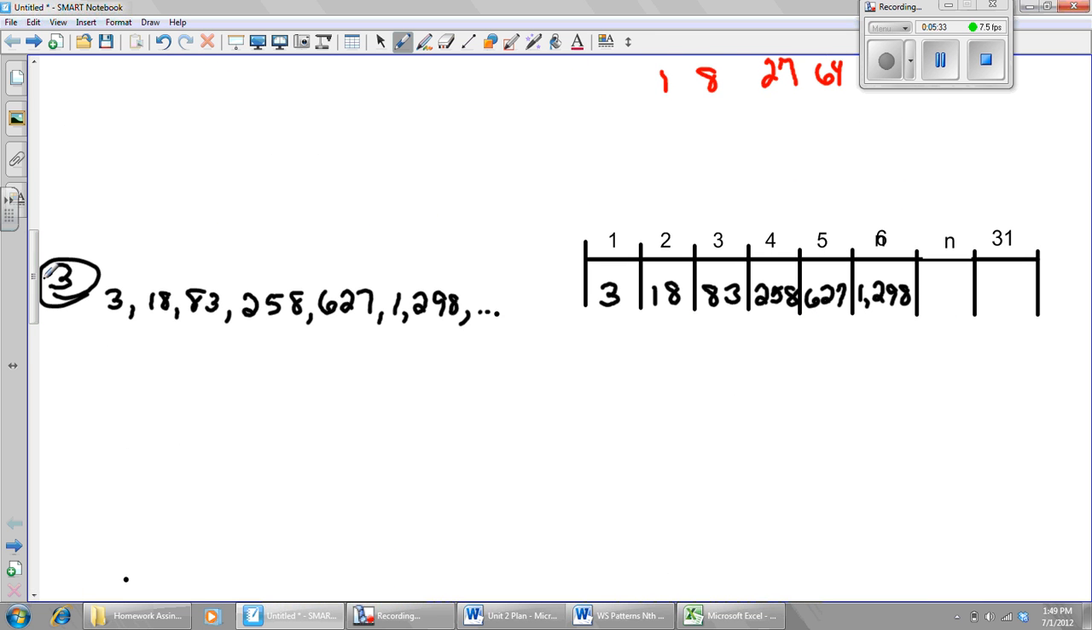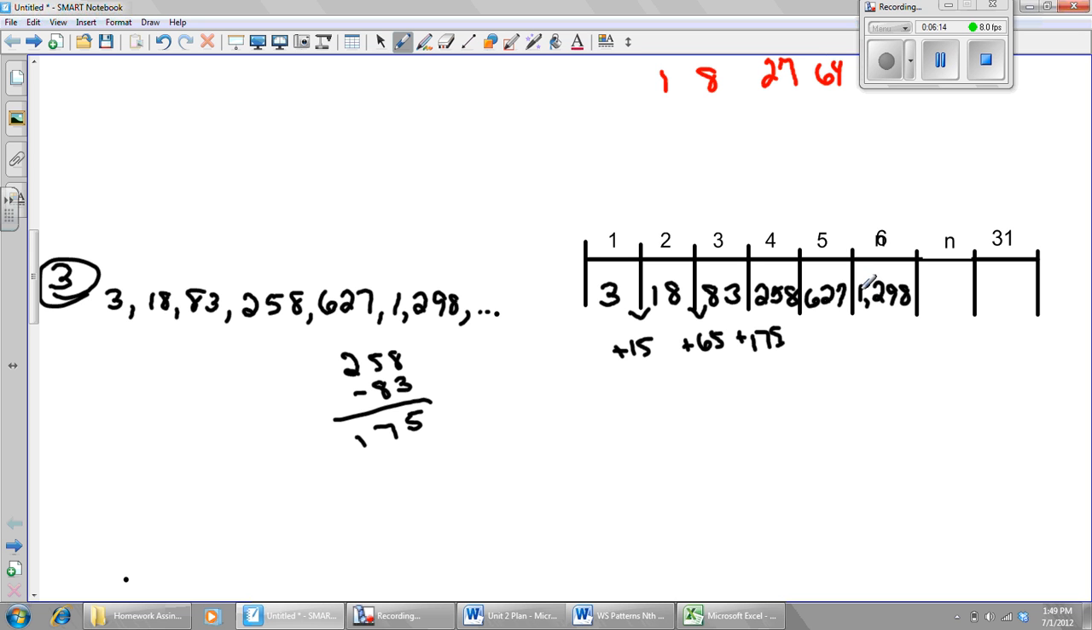So let's go down to this one here. You'll notice I've given you a 6th term before I go on for my nth term, and you'll see why in a minute. Maybe you can figure out why. Again, I'm going for the first difference, and it looks like it's +15. Then 83 minus 18: 83 minus 20 would be 63, two more is going to be 65. Then 258 minus 83 gives 175.